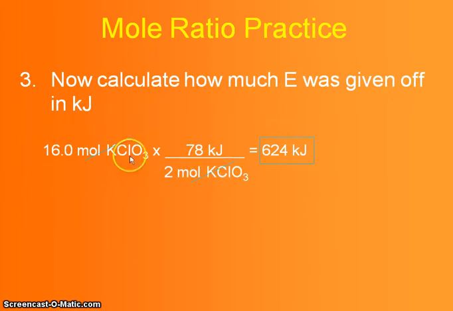It's still starting with the known information that I have 16 moles of KClO3. My 78 kilojoules needs to go on top, and 2 moles of KClO3 needs to go on the bottom. So I'll take 16 times 78, divide by 2, and the mole units will cancel. In total, I can find out that if I had 16 moles of my reactant, I could produce 624 kilojoules of energy.